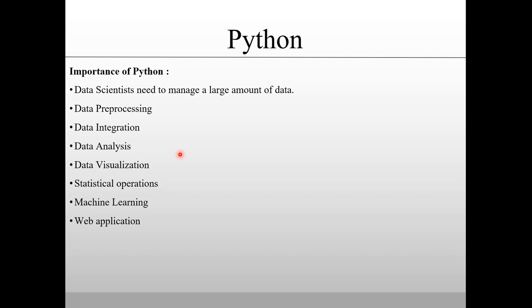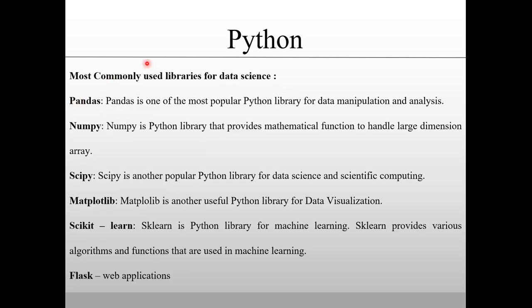Now let's discuss various libraries available in Python which help in performing these tasks. The most commonly used libraries are Pandas, NumPy, SciPy, Matplotlib, Seaborn, Scikit-learn, and Flask. Pandas is most probably used for data reading, data manipulation, and data analysis. Even pandas can be used for data pre-processing. You can clean the data, manipulate the data, integrate the data, and perform the data analysis with the help of the pandas library.